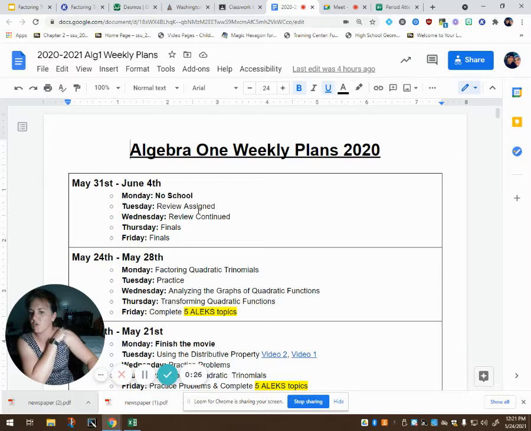We're going to analyze the graphs of quadratic functions, look at transforming quadratic functions. Then Monday there's no school. We will work on the review Tuesday and Wednesday, and then finals are Thursday and Friday. So, for those of you who aren't going to be here and maybe need to take the final early, you can probably go ahead and start working on that review in the evenings.